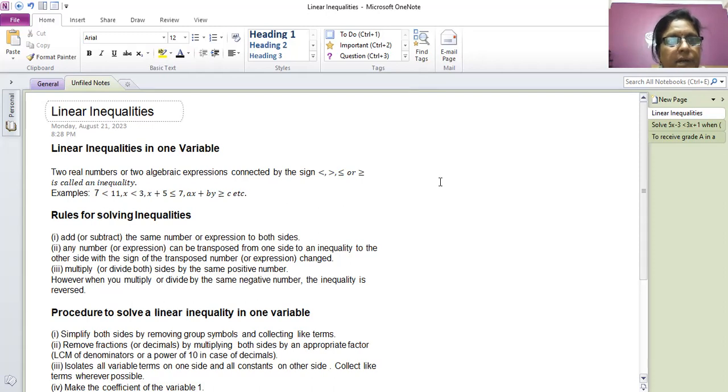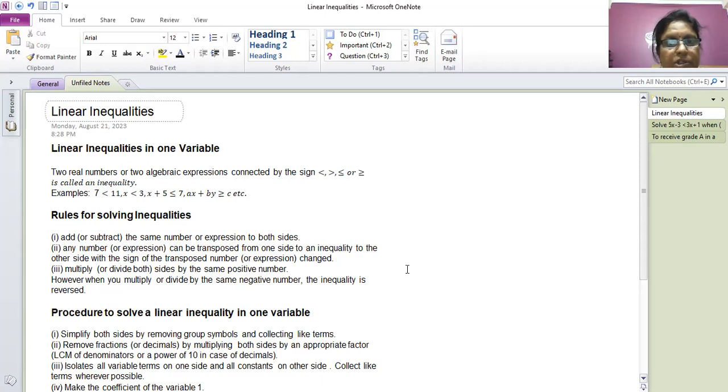The third rule is to multiply or divide both sides by the same positive number. If you multiply both sides by the same positive number, the inequality remains as it is. However, when you multiply or divide by the same negative number, the inequality is reversed. In case you multiply both sides by a negative number, the inequality is reversed.